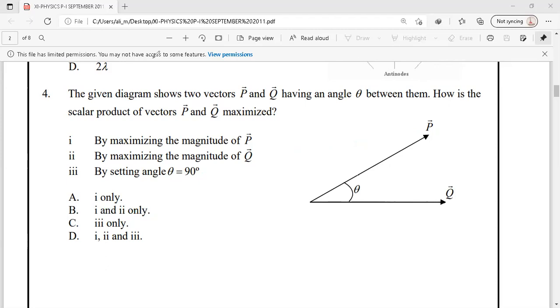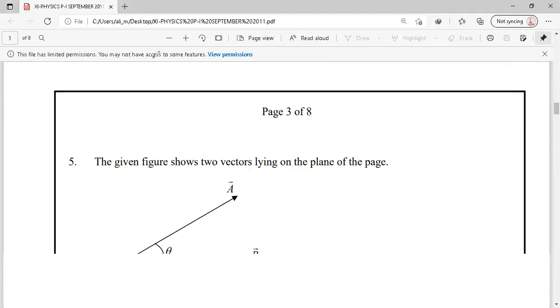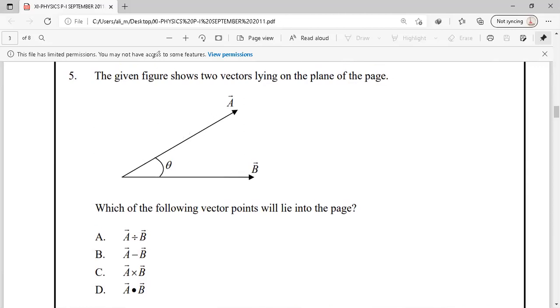Let's move to our question number 5. Here we have question number 5. The given figure shows two vectors lying on the plane of the page. Which of the following will point into the page? These two vectors are lying on a rectangular plane, and we have to identify which vector will point into the page. Into the page means from my side towards the page. So the correct answer will be A cross B.